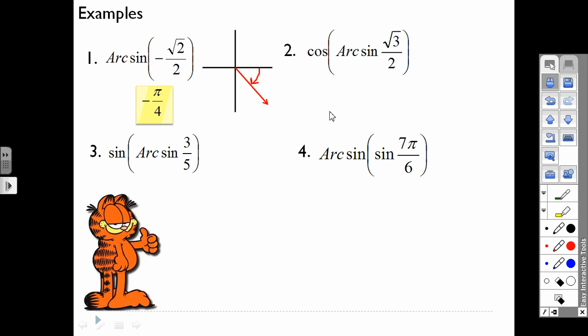So remember, we work parentheses inside out. So we're going to work with the arc sine of root 3 over 2 first. So it's positive, so that means we're in the first quadrant. If it's ever positive, we know we're in the first quadrant. So there's our ray. And when you do arc sine root 3 over 2, look at your unit circle.